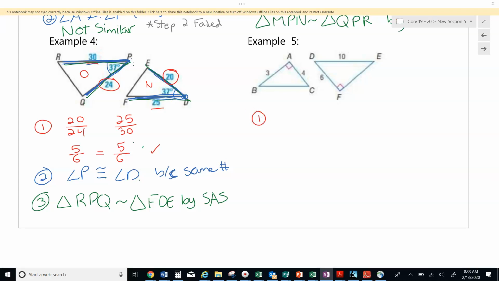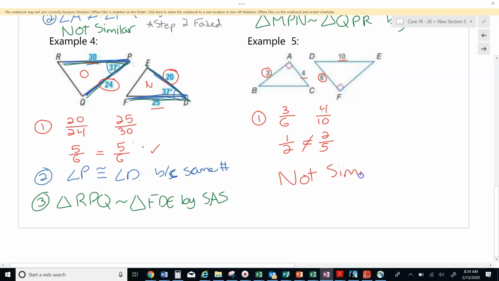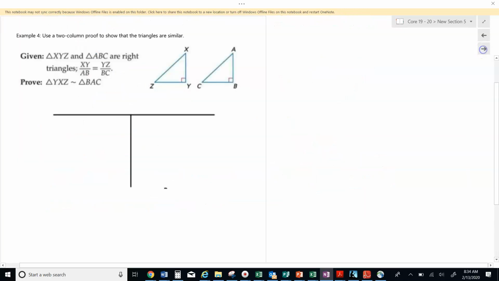Alright. My next one, my smallest and my smallest. That's 3/6 and 4/10. 3/6 is 1/2. 4/10 is 2/5. I already failed my first test. Right? Not similar. Or at least we do not have enough proof that we can say they are similar. Okay? Alright. Go ahead, turn to the next page.